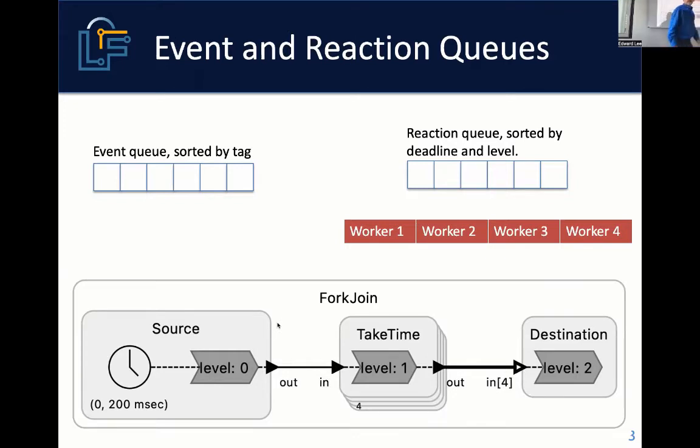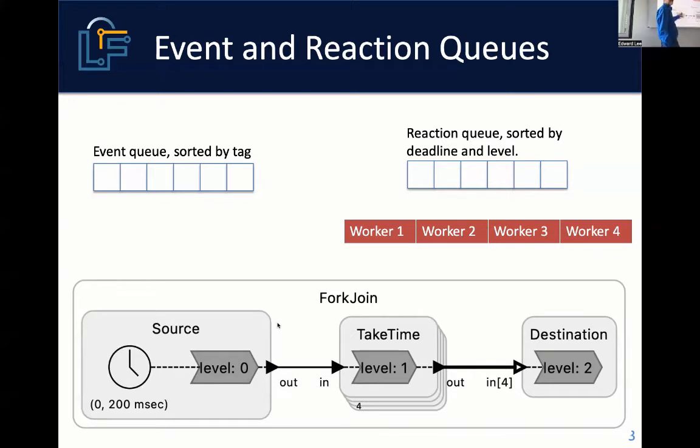And these you can view. There's an option in the diagram viewer to show you the levels that are calculated, but what the Lingua Franca code generator does is it does an analysis of the dependencies between reactions across your program. And it constructs a directed acyclic graph of all the reactions. And then it figures out how deep each reaction is in that graph, how many reactions are ahead of it. And that number is the level.